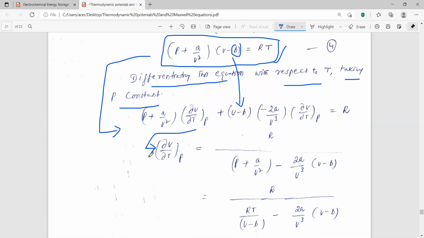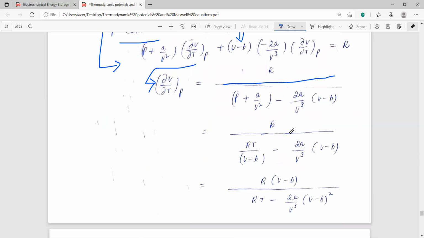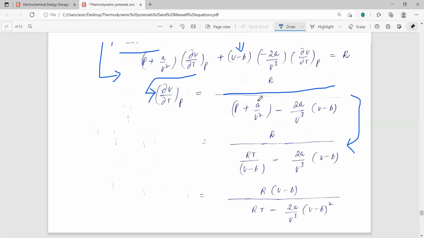Okay, now I can take this value as common. Dou V by dou T at P, then this equation becomes R by P plus A by V square minus 2A by V cube into V minus B. Okay, now we can see the step by step solution of this equation. R by, okay, so you see, P plus A by V square.